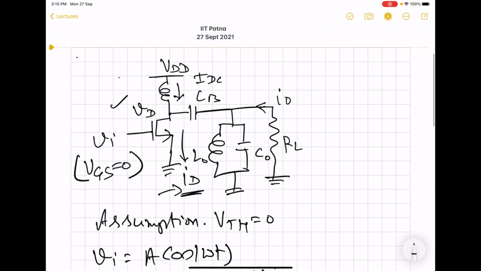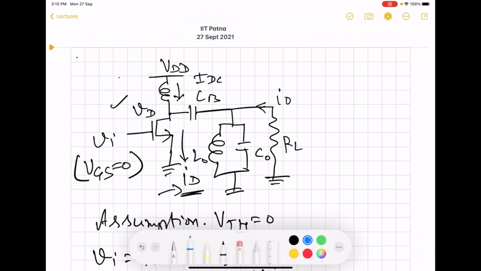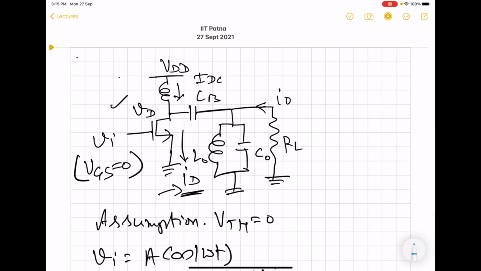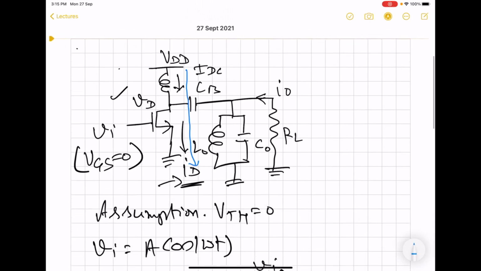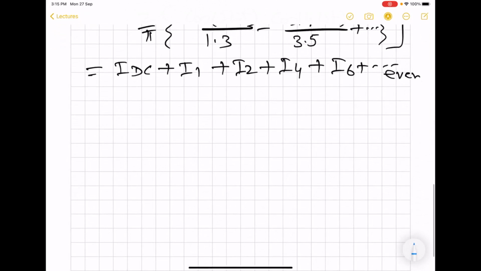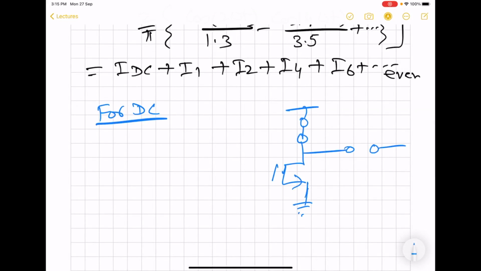So for DC, we see that DC will flow in this way. So for DC, the equivalent circuit is going to be this one. And because of the blocking capacitor, the load network will be cut off. So IDC is going to flow like this.